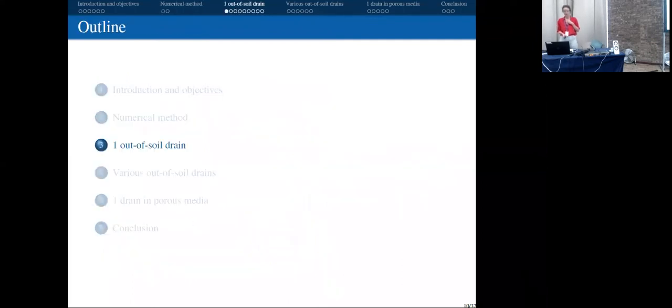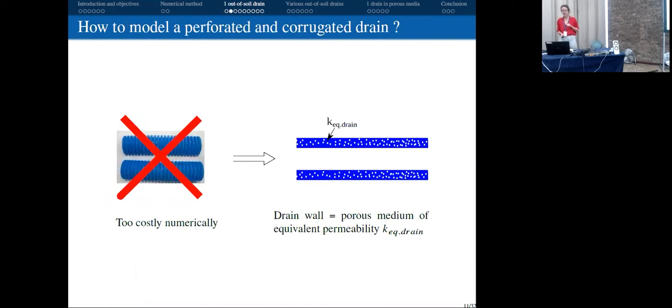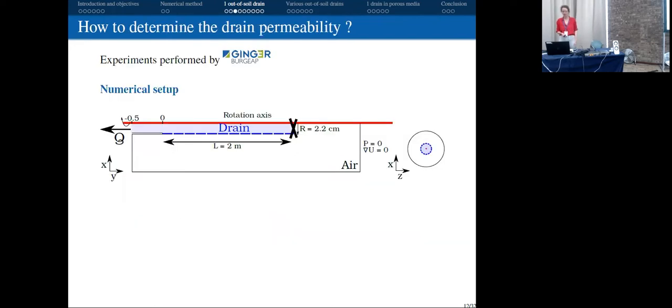Now about the results. First of all, I start with a drain without porous media. The first question is how to model a perforated and corrugated drain, because holes and corrugation around the drain are in the millimeter scale. So it's too costly numerically to model them. So the idea is to consider the corrugated and perforated wall as a porous wall. And the equivalent permeability of this porous wall takes into account both the corrugation and the holes. And the question now is, what is the value of this equivalent permeability?